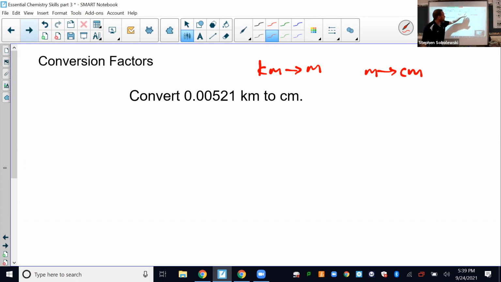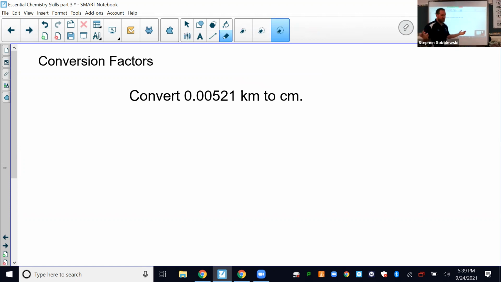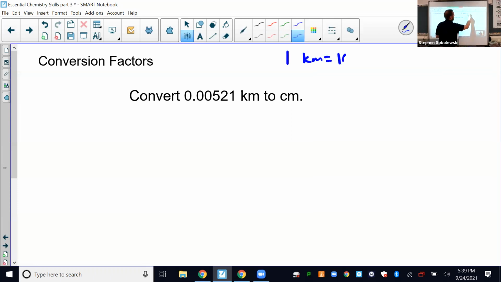So these are our 2 pathways here. What we're going to do is use these to get us here. Now, let's write what I call our equivalences. You can even call them your conversion factors. What is the conversion factor between kilometers and meters? It's that 1 kilometer equals 1,000 meters. And to go from meters to centimeters, it's 1 meter equals 100 centimeters. These are the 2 conversion factors, or I call them equivalences, that will get us to where we need to go.